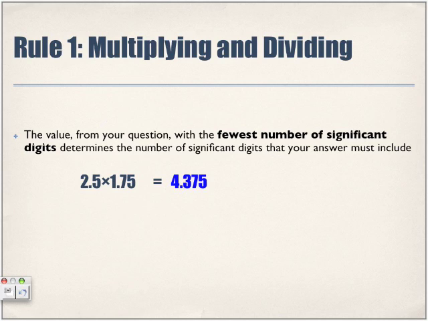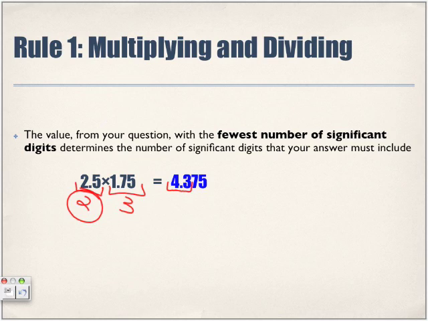But how many significant digits are there in my question? How many here? Two. How many here? Three. So our answer must have the same as the least number in my question. My least number is 2. So which numbers do I want here? 4. And you have to round it.